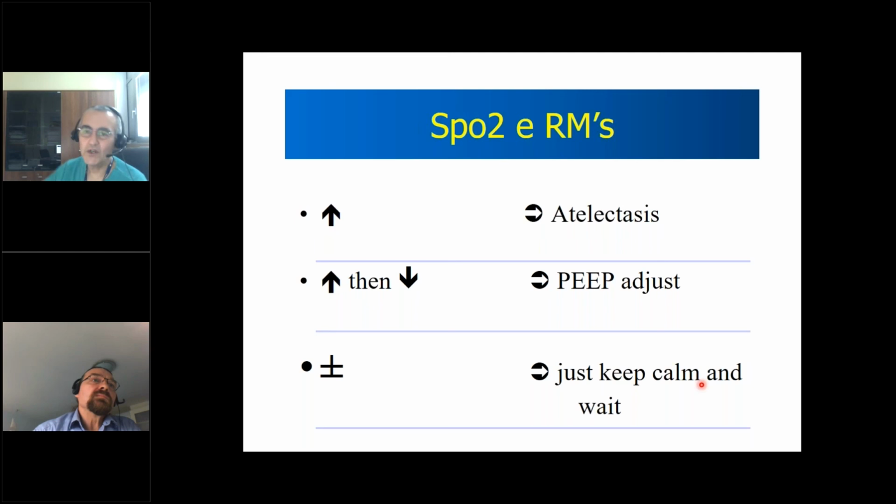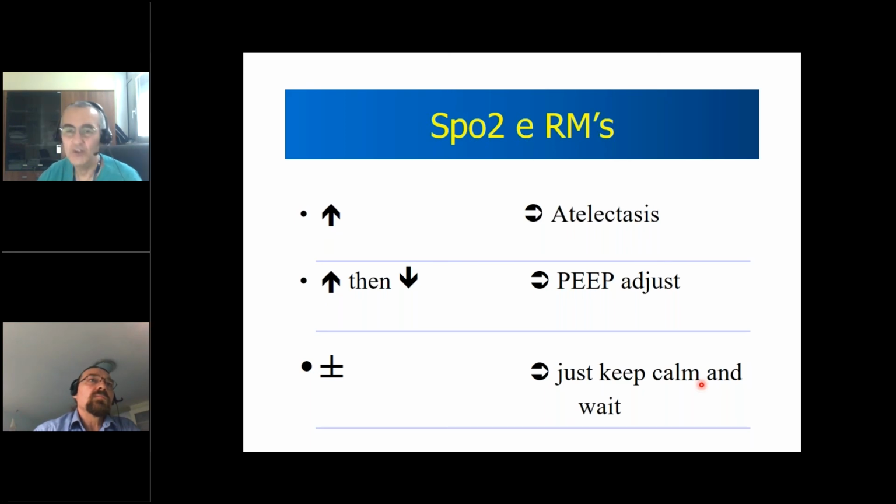When I do a recruitment, I repeat that my presentation was not on APRV, but I'm just using APRV to perform the recruitment maneuver. I do understand that I made the confusion. I do realize that. But please try to understand me. I'm not using APRV as my modality to treat those patients. I use APRV to perform a recruitment maneuver.